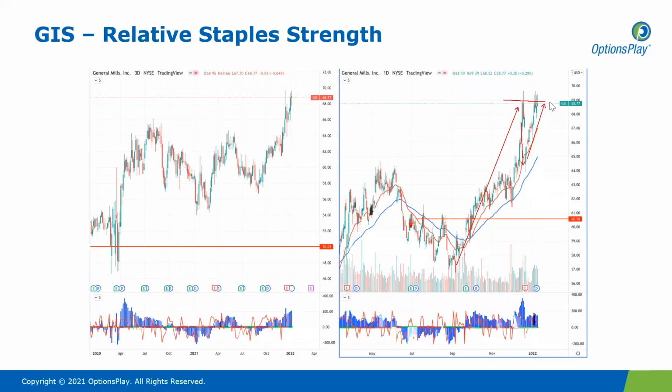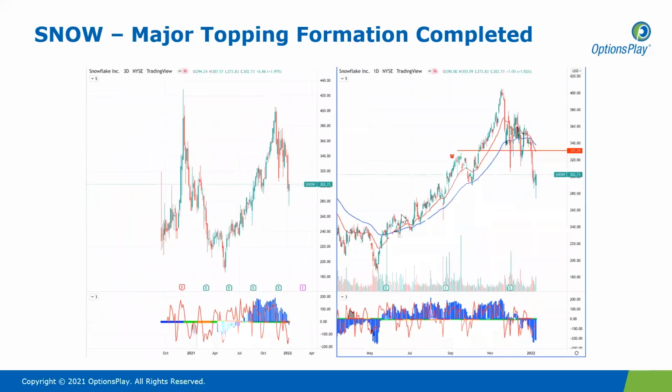But multiple rejections at that 69 level. Ideally, you do want to see a break above that level. Despite the fact that there is some bearish price action, the fact is staples are very strong at the moment, and I'll be looking for a break above 69 and for that continuation higher, for confirmation for the continuation higher here for General Mills. Taking a look at our first bearish market observation, we can see Snowflake.